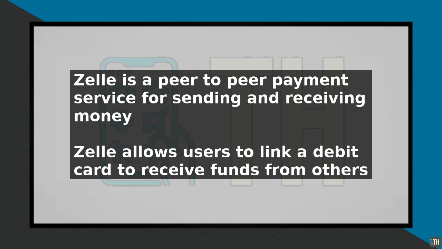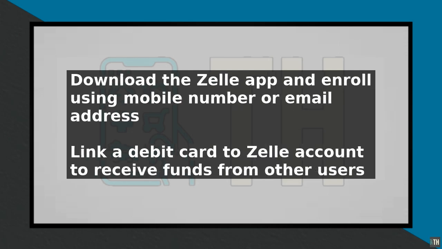First, you need to download the Zelle app and enroll using your mobile number or email address. Once you have enrolled, you can link a debit card to your Zelle account. This debit card will be used to receive funds from other Zelle users. When someone sends you money through Zelle, the funds will be deposited into your linked debit card. You can then use the debit card to make purchases or withdraw cash from an ATM.